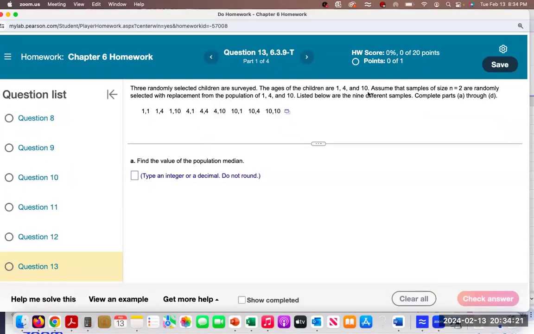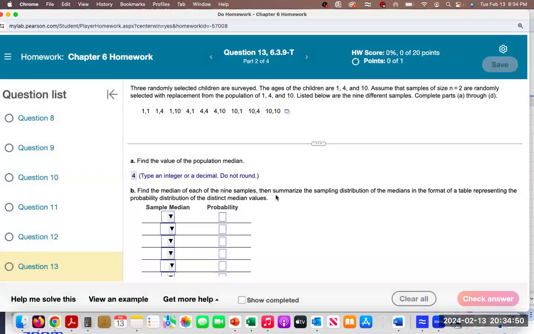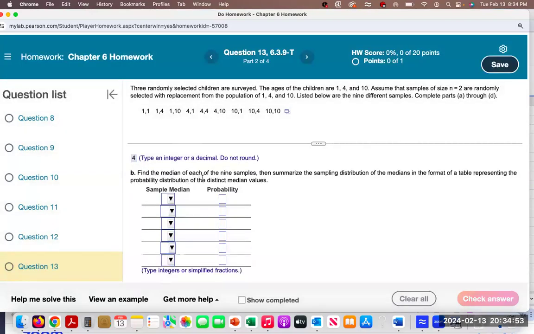The median of a data set, when the data is arranged in increasing order: if the number of data values is odd, the median is located exactly in the middle. If the number of data values is even, the median is found by computing the mean of the middle two numbers. In this case, we have an odd number of data values, so the median is 4. It's the middle number. Next, we want to find the median of each of the 9 samples. Then we're going to summarize it.